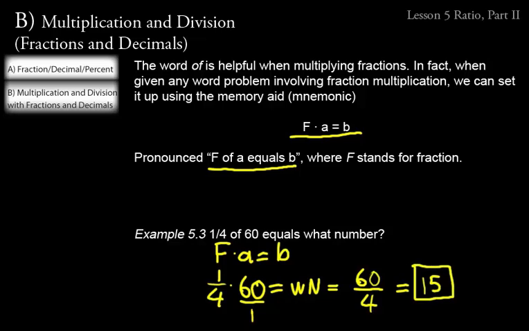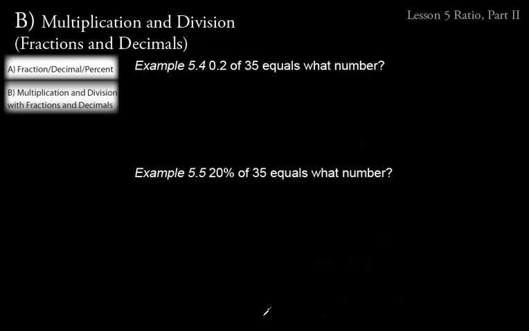Notice what we did there: we wrote that whole number as a fraction, so we were able to multiply numerators, multiply denominators, and then we had one fraction left, which we divided to get the result. Now, it doesn't have to just be F times A equals B. It could be D for decimal, right? Because a decimal is just another way to write a fraction. D times A, or D of A, is B.